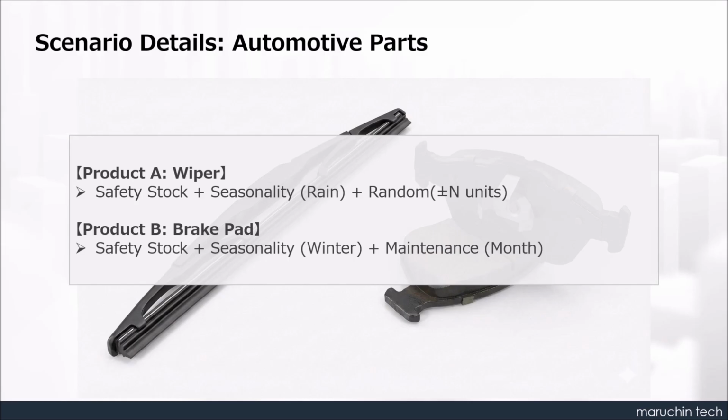For our synthetic test data, we will apply the following logic. For wipers, we will program the sales figures to increase on rainy days. Since there is always some base demand regardless of the season, we will also add a random value to simulate real-world variability. For brake pads, we will increase the sales volume when the temperature drops. We will also add logic to boost the sales in March, simulating the spring maintenance season.